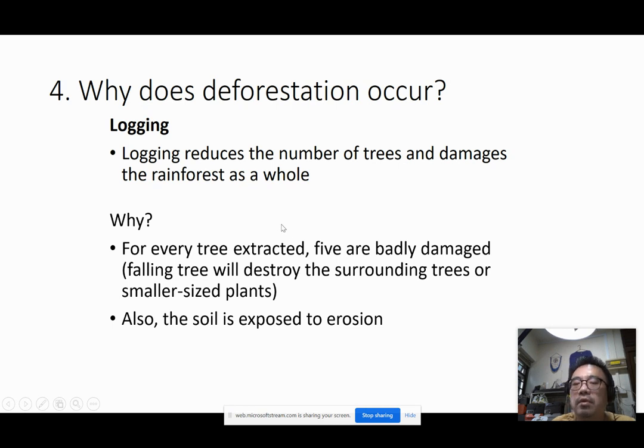And as a result, even if you destroy or have logged the rainforest already and you don't touch it, you leave it alone and you hope that nature will take over and regrow itself, sometimes it doesn't work. Wrong season: after you chop off all the trees, you get a rainy season coming, the topsoil is washed off, you have soil erosion, and that's it. The rainforest is never coming back.